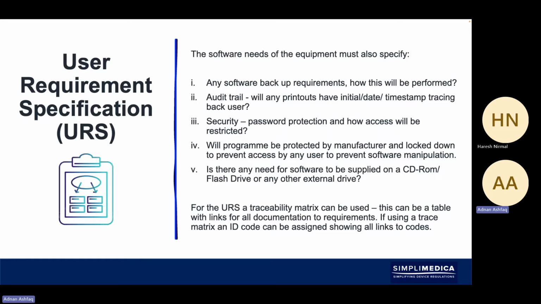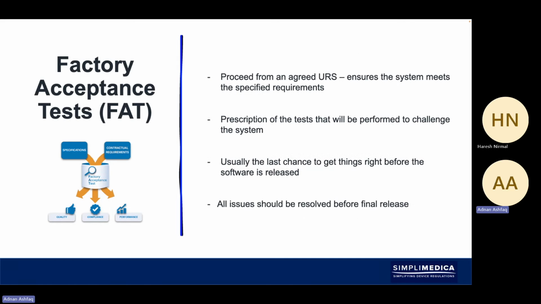And then for the URS, we'll also be looking at a traceability matrix that will trace all the links to the documentation from the trace to the ID code and any links to the code. So then if we do a factory acceptance, this is obviously going to be optional, very dependent on the type of equipment. We would be looking at things like specifications, contractual arrangements, and then looking for quality, compliance and performance. We would do that based on the agreed URS. We would then define a number of tests that will be performed to challenge the system.